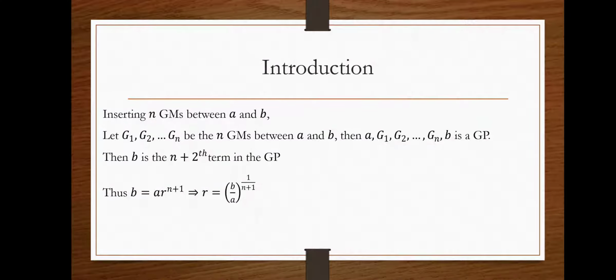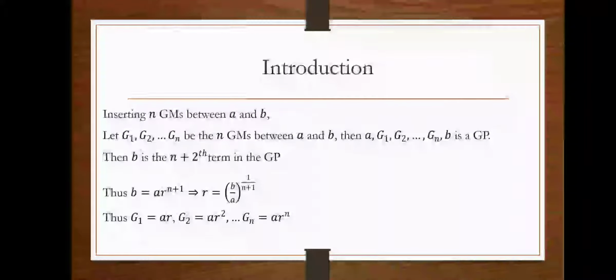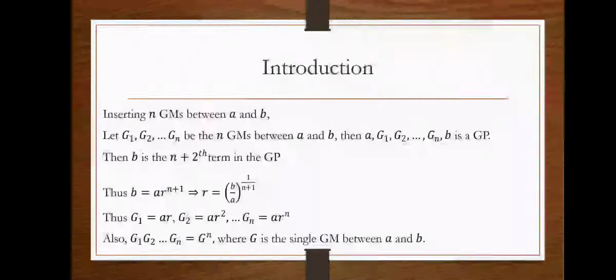How? The first geometric mean, g1, is the second term, so g1 can be written as ar. G2 is the third term, so it can be written as ar square, and so on till gn, which is the n plus 1th term, that can be written as ar to the power n, right? And you can also prove that the product of all the n geometric means is basically the nth power of the single geometric mean between a and b.